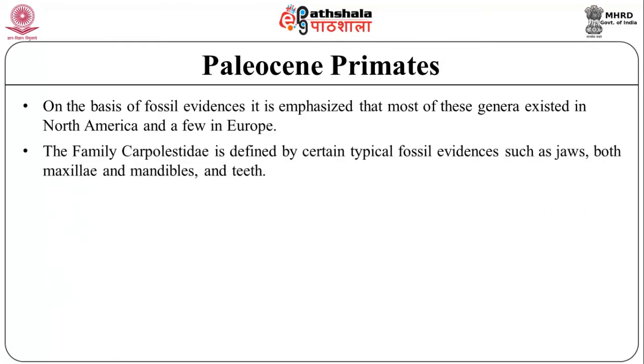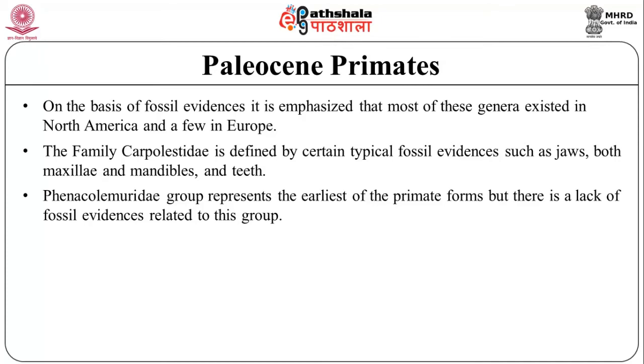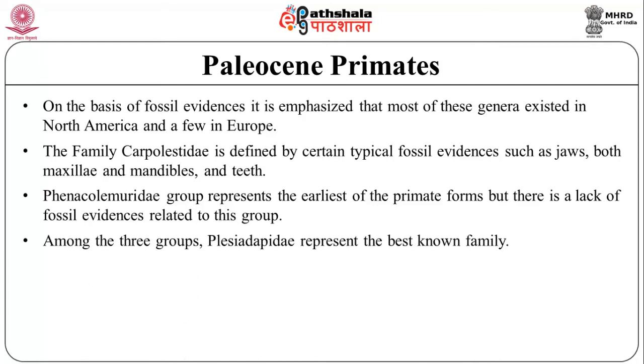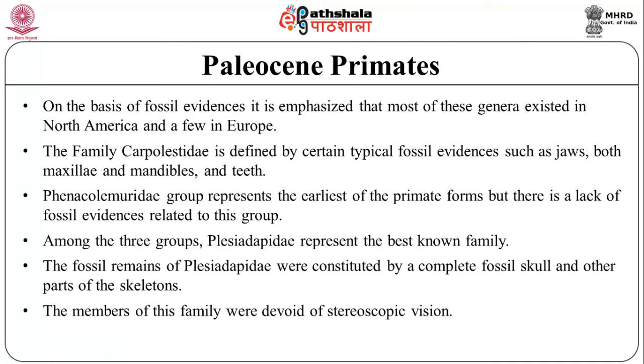in Europe. The family Sarcopellistites is defined by certain typical fossil evidences such as jaws, both maxilla and mandibles, and teeth. Phenocholmurites group represent the earliest form of the primate forms, but there is a lack of fossil evidences related to this group. Among the three groups, Plesiadapoidea represent the best known family. The fossil remains of Plesiadapoidea were constituted by complete fossil skull and other parts of the skeleton. The members of this family were devoid of stereoscopic vision.